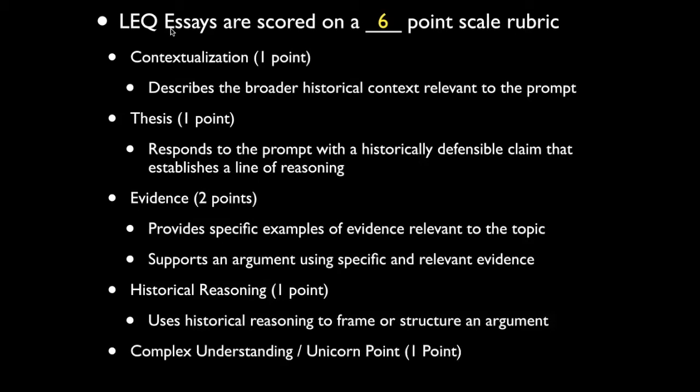Finally, there is a point for complex understanding. Sometimes we call this the unicorn point because less than 1% usually of students worldwide who take the AP exam actually score it. So it's probably not even worth your time really trying to score it. So you score the unicorn point by using evidence to corroborate, qualify, or modify an argument. We'll talk a little bit about what that means, but we won't spend a lot of time on trying to get this complex understanding point.